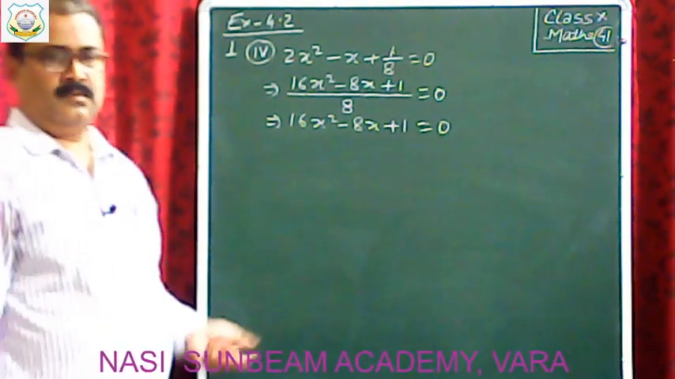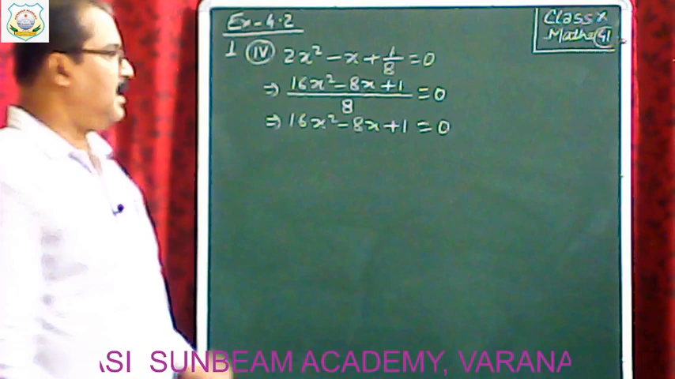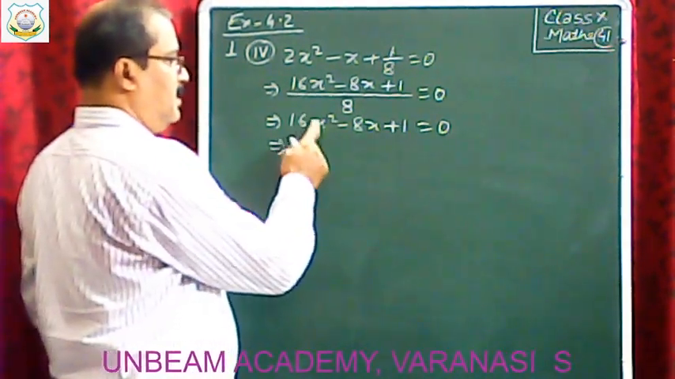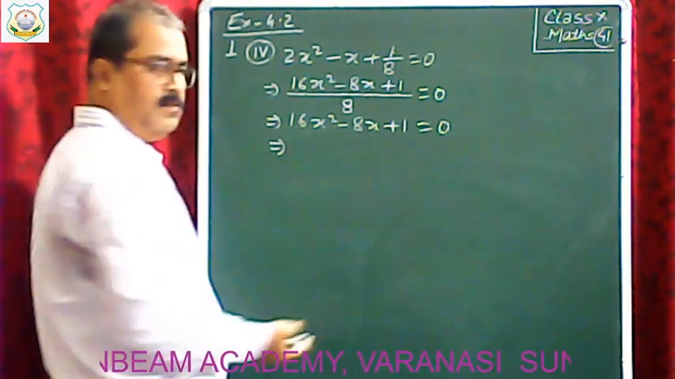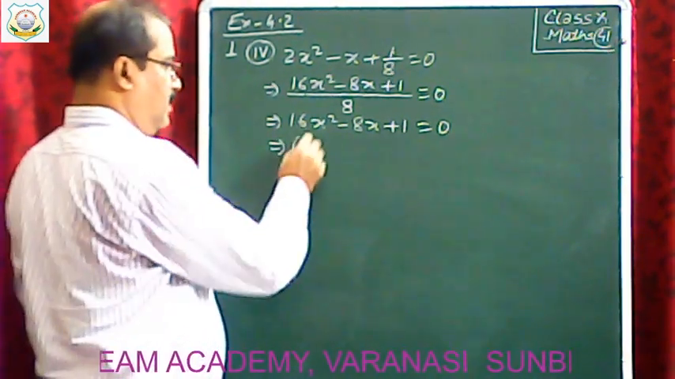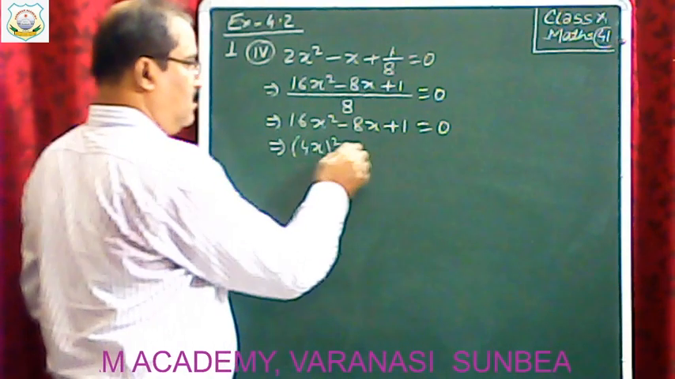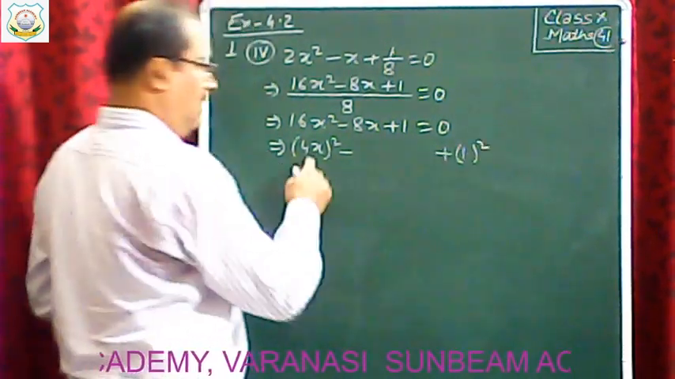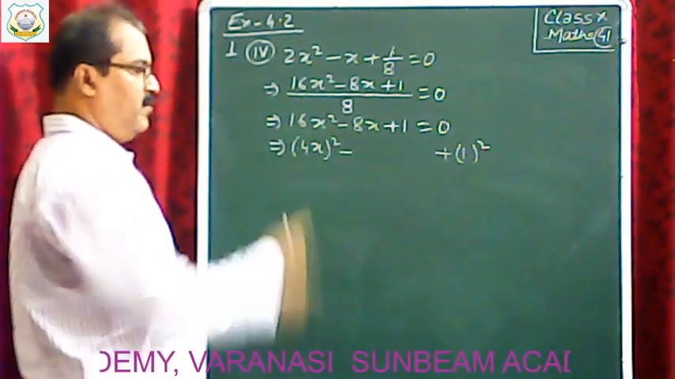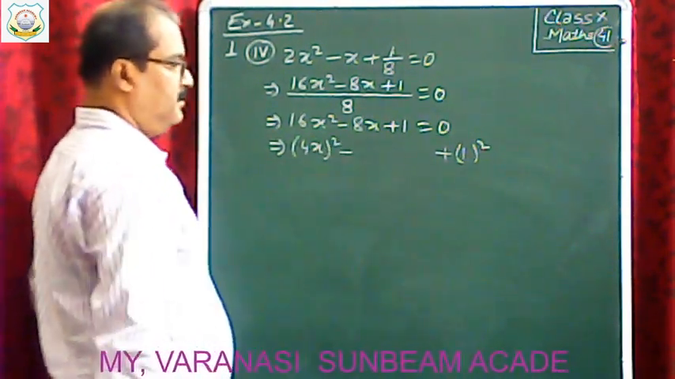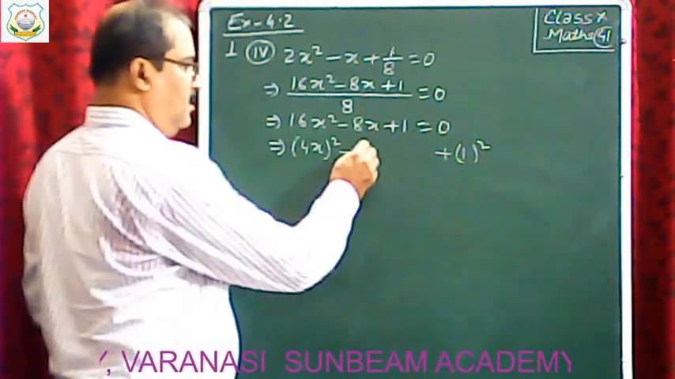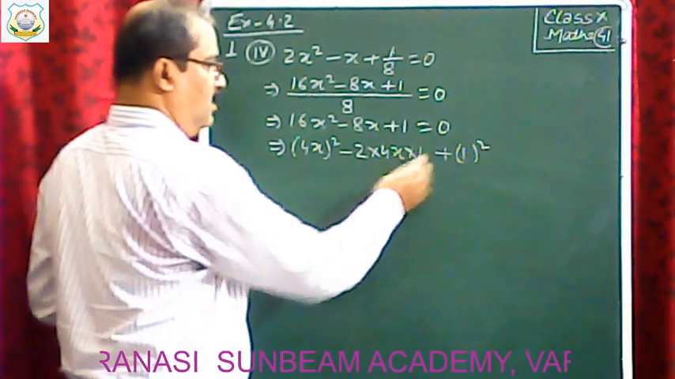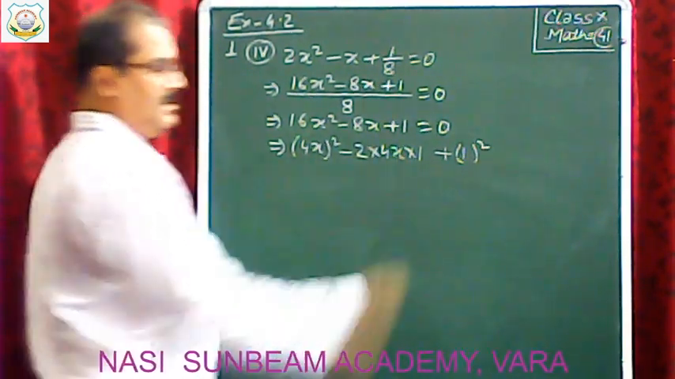Then you have to factorize. How to factorize? 16x² is a perfect square, and 1 is also a perfect square. It may be (4x)² and 1². We have a² + b², where a is 4x and b is 1. So the third term may be 2 into a into b, so 2 into 4x into 1, we get the same 8x.